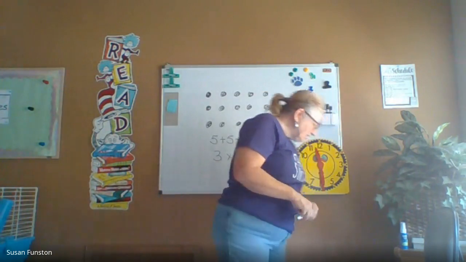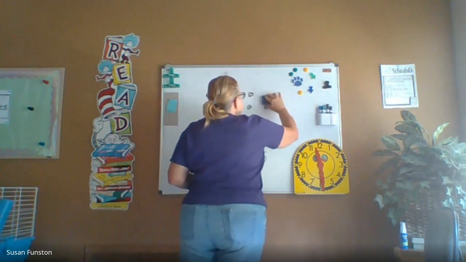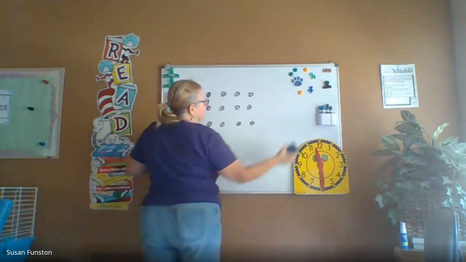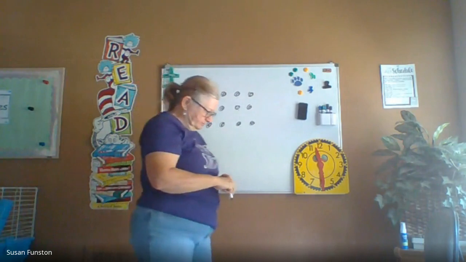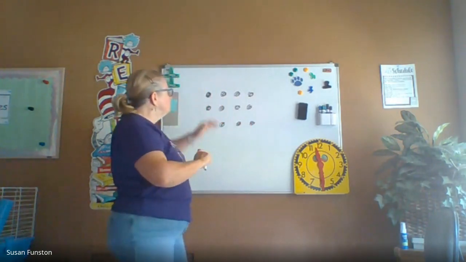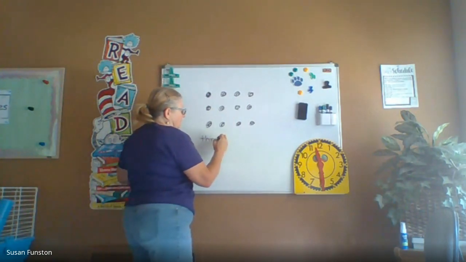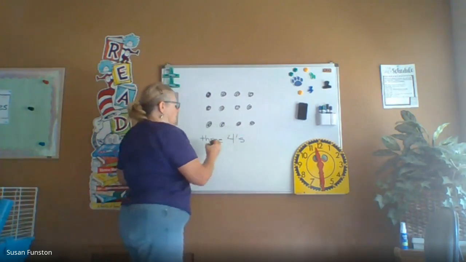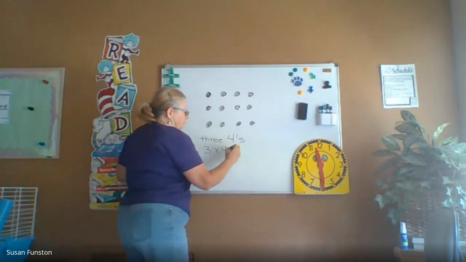Okay, let's make another array. Let's make a 3 by 4 array, because that's easy for me to do without drawing anything again. So now I have 3 rows of 4. 3 rows of 4. So how many 4s do I have? I have 3 4s, which is the same as 3 times 4.